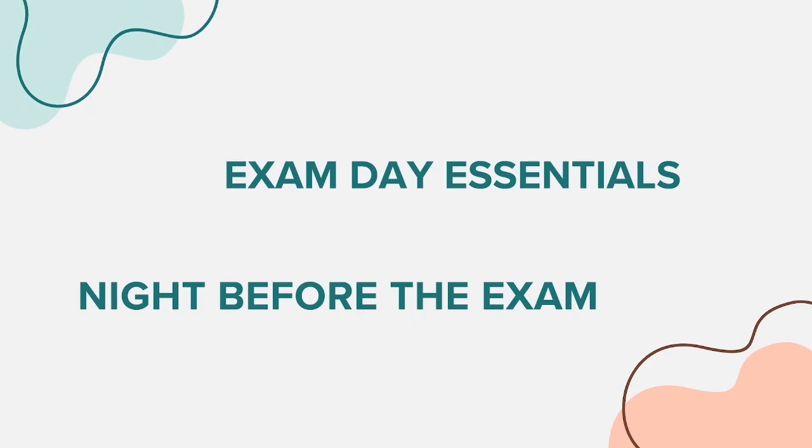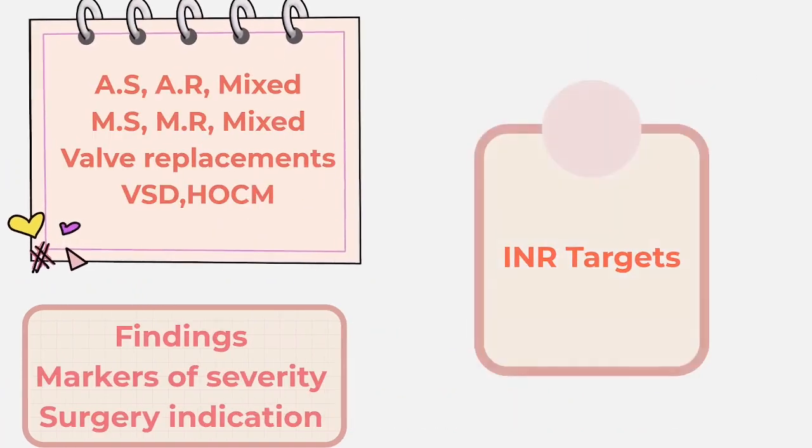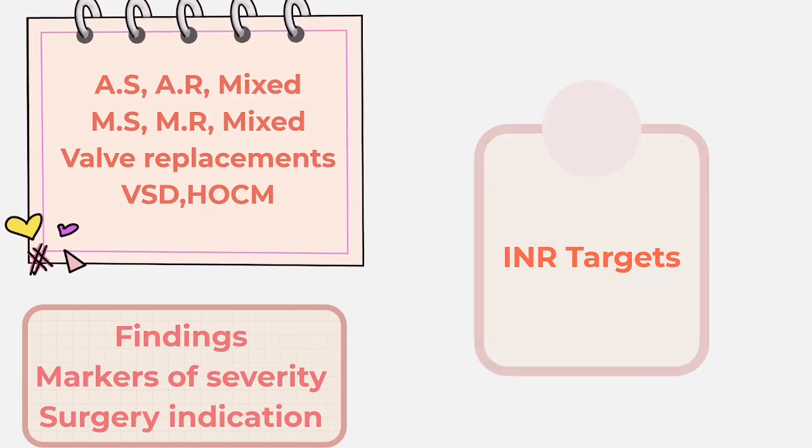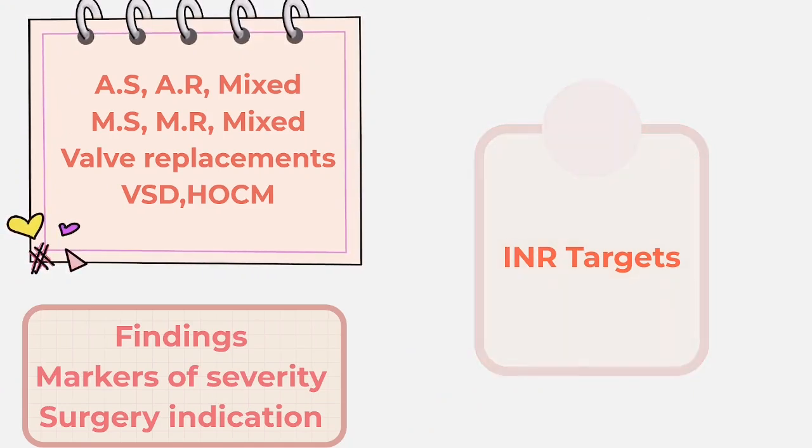Starting with the short stations, in the cardiology station, you need to revise how to present to the examiner a summary of the following conditions: aortic stenosis, aortic regurgitation or a mixed aortic valve disease, mitral stenosis, mitral regurgitation or a mixed mitral valve disease, valve replacements, VSD, and hypertrophic obstructive cardiomyopathy. These are very important and common conditions that appear in the exam, and you should be very fluent.